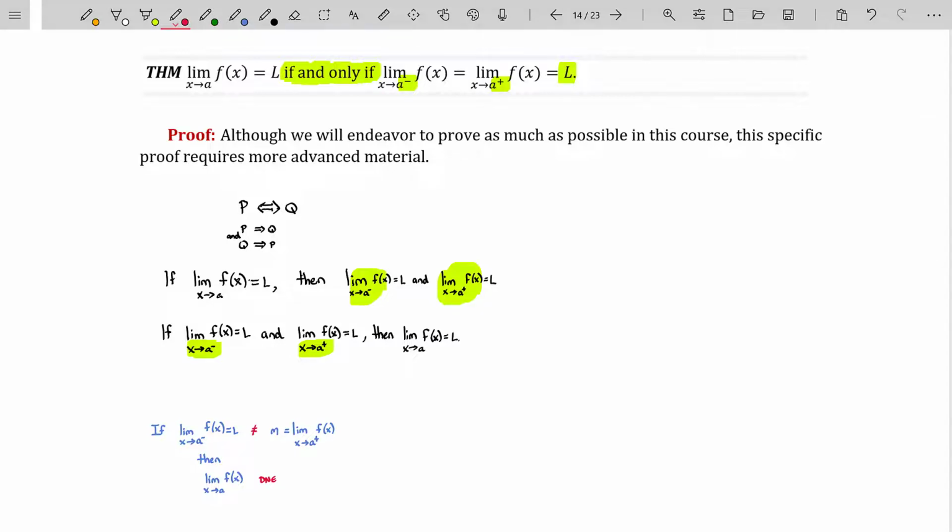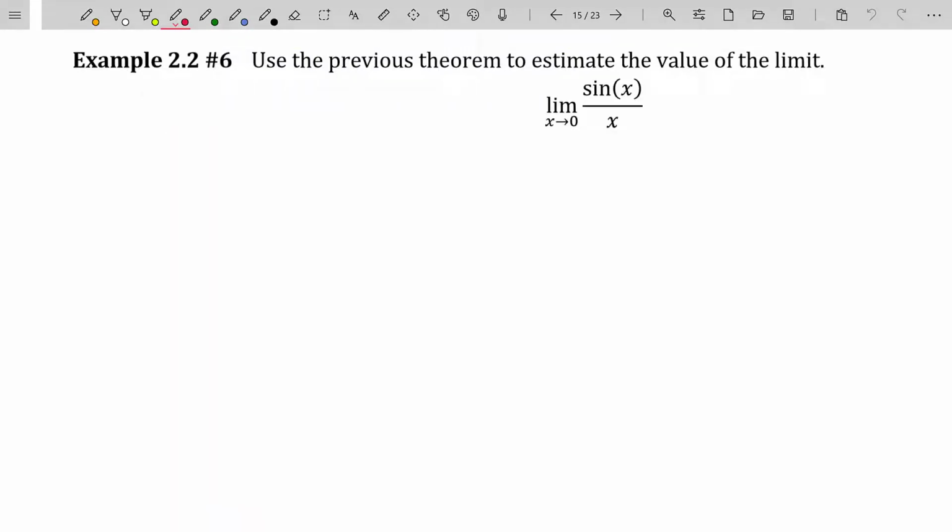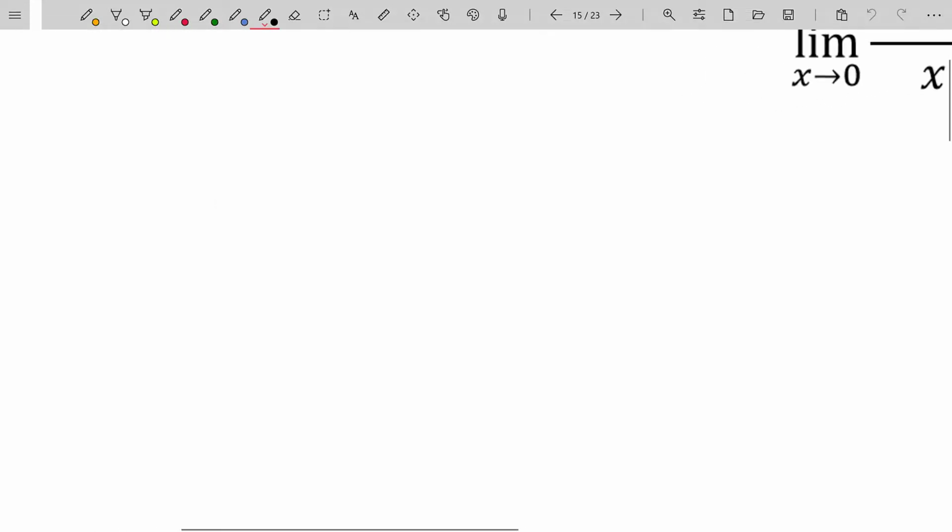However, this theorem is a little bit out of our league right now. So although we will endeavor to prove as much as possible in this course, this specific proof requires more advanced material. So we're not going to prove this one, but we can actually use that theorem to say something about this limit right here. We already know from our investigations using tables of values that the limit as x goes to 0 from the left is equal to 1 for this function. So let me write that down.